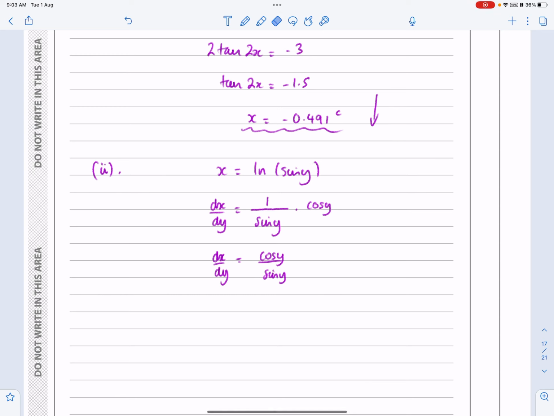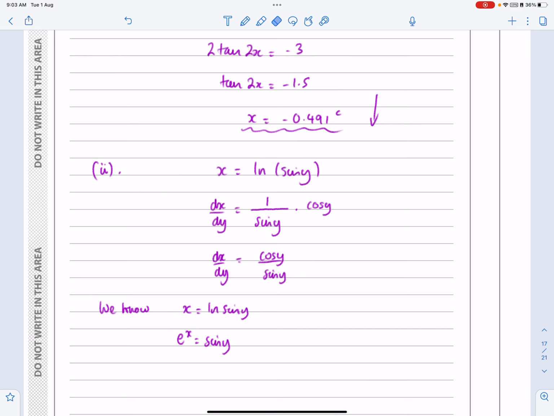If I come back here and look at this bit, what I can say is that x is equal to log sine y. So if I e both sides, e to the x is equal to sine y. Now when I'm looking at this function, if I can get this all in terms of sine y, then I can get my answer here. So it's an experience question, this one.